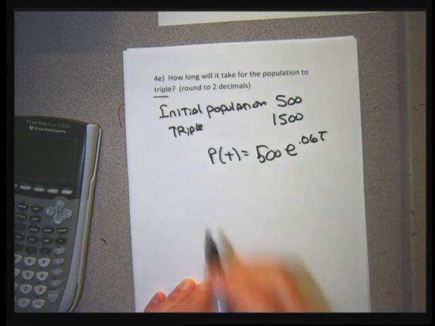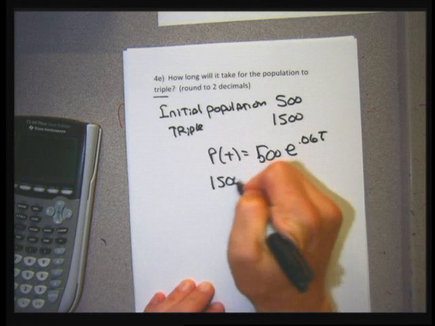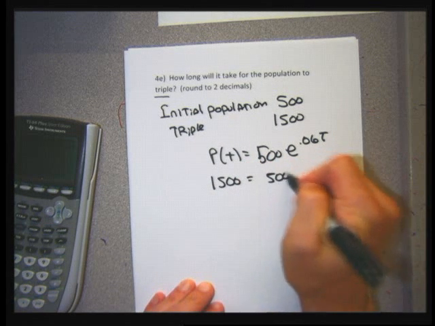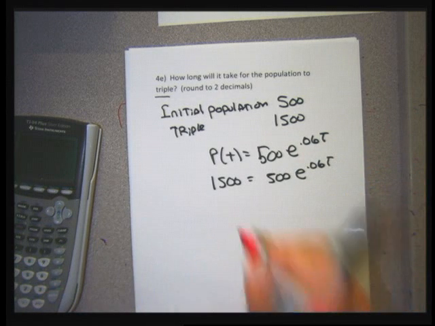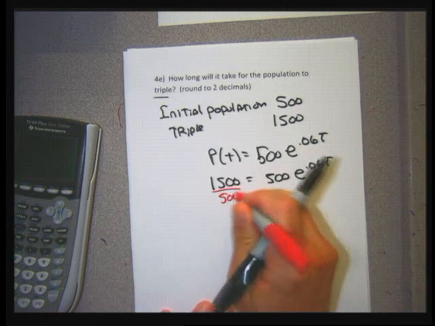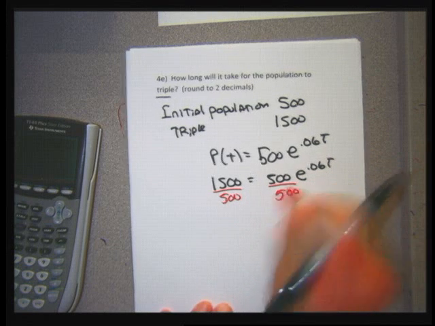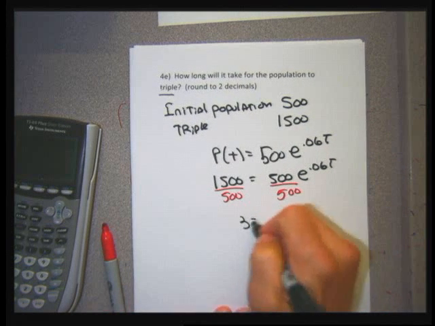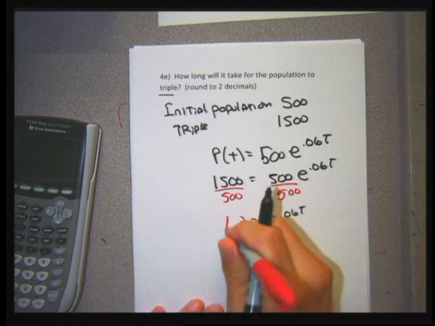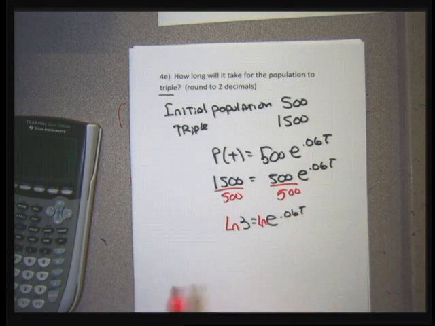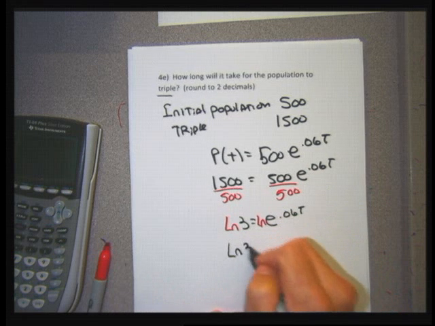So I'm going to plug in 1,500 for the population. I'm going to leave the other half of the formula just the way it was at the beginning. I'm going to divide both sides by 500. This is going to give me 3 equals e to the 0.06t. I'm going to take the natural log of both sides. I'll leave the left side the natural log of 3.